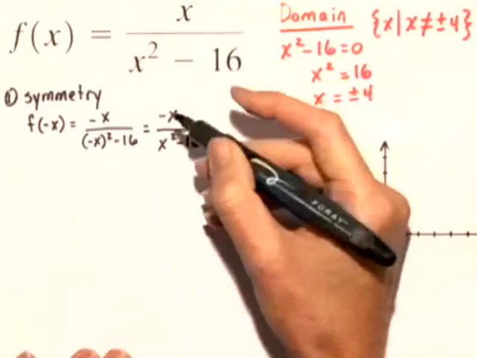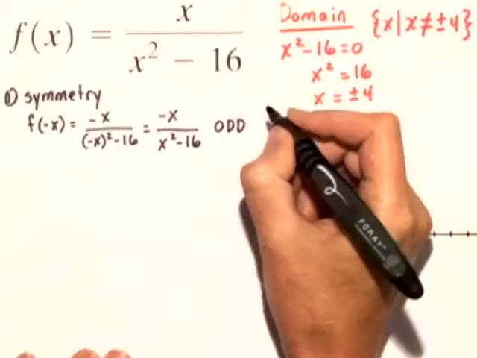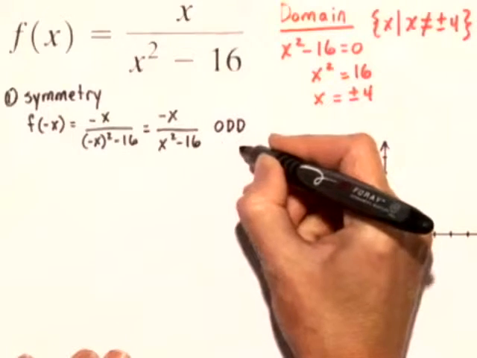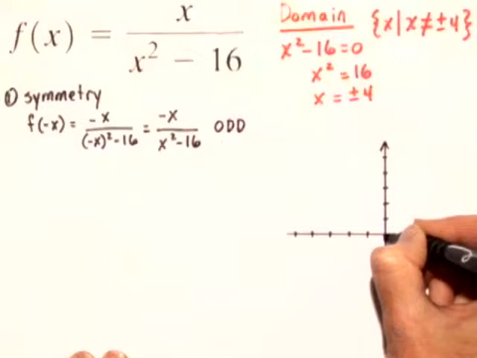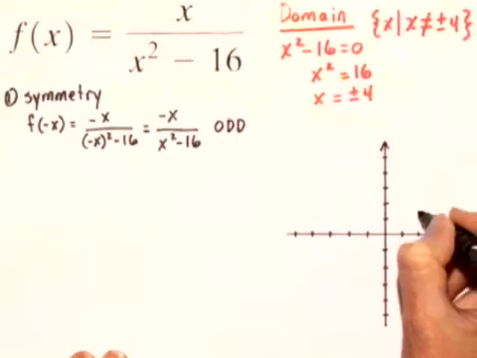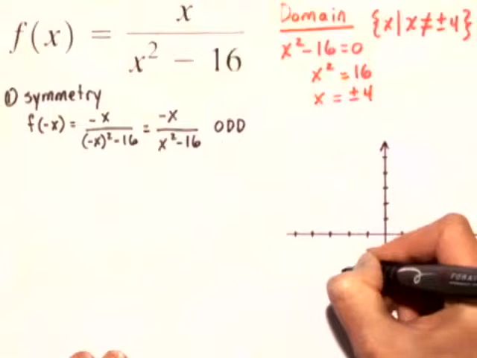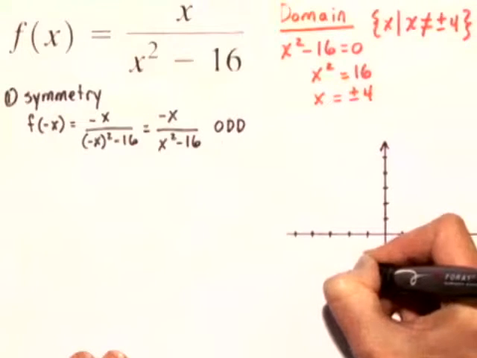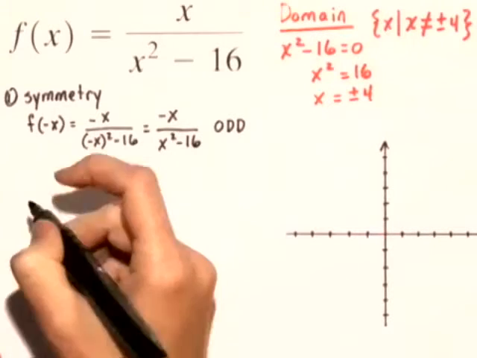So therefore, we can say that this is an odd function, and that will help us in our graphing. We know an odd function is symmetric with respect to the origin. So that simply means if we have a point, say in the first quadrant, x comma y, we'll also have a point in the third quadrant, negative x comma negative y. So let's go ahead and move on to step 2.